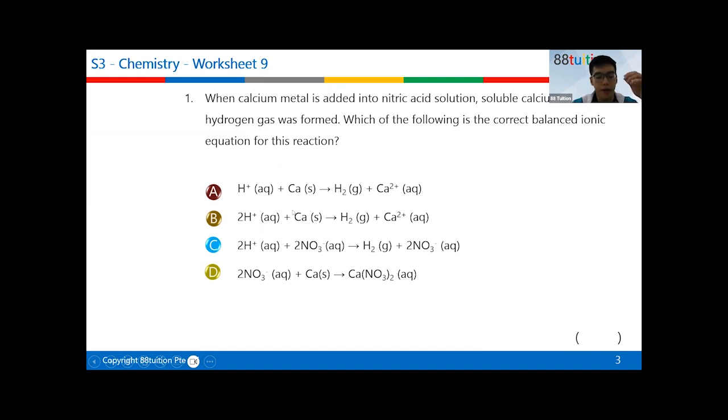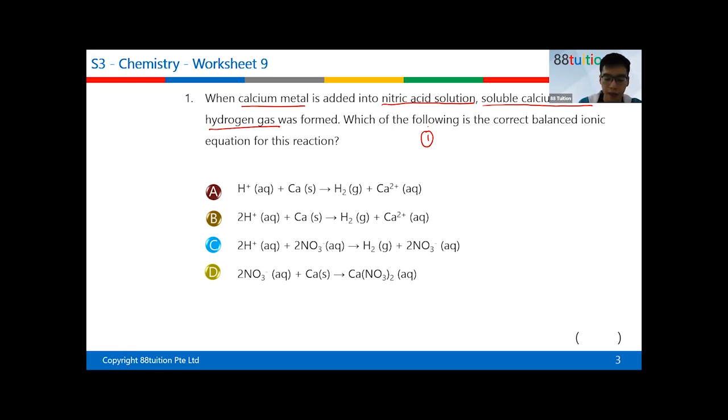Okay. So when calcium metal is added to nitric acid solution, actually everything in the question gives you a hint as to what it is. Calcium metal, nitric acid solution, produce soluble calcium nitrate and hydrogen gas. Which of the following is the correct balanced ionic equation? So remember all the steps. Firstly, you need to find the overall equation, the balanced chemical equation.